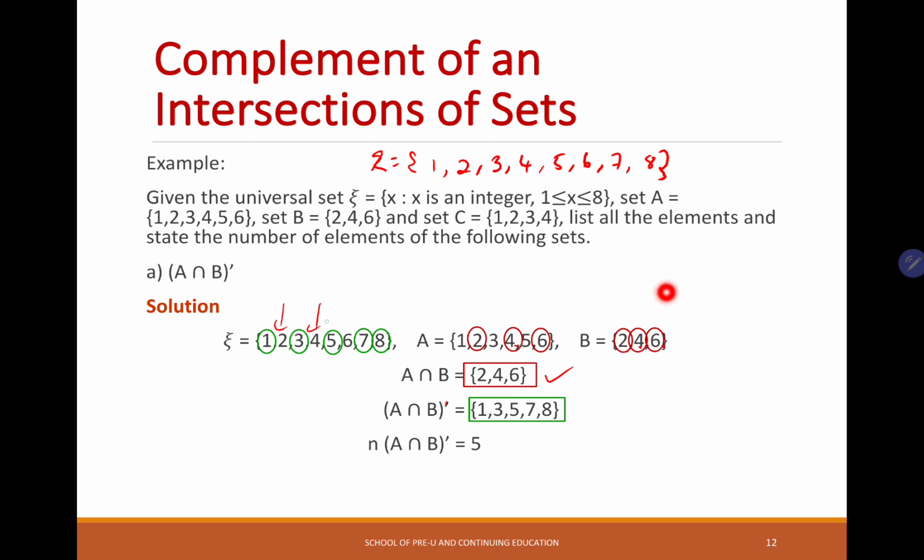So this one is 2, 4 and 6, right? Find the ones that are not 2, 4 and 6. Then it should be 1, 3, 5, 7 and 8. Now the question asks you to state the number of elements. So you have 1, 3, 5, 7, 8. Count them, and you're going to get 5.